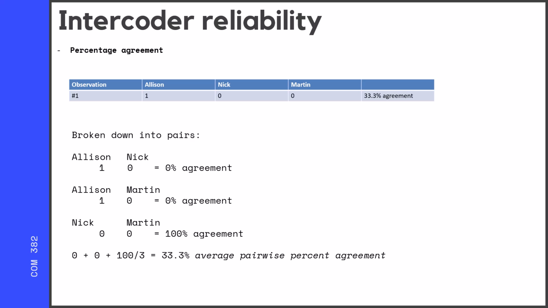So here's an example of percentage agreement. Imagine that the question was, was there violence in the show? Yes or no? Allison said yes, Nick said no, Martin said no. So if I look at Allison versus Nick, they didn't agree. Allison versus Martin, they didn't agree. Nick and Martin, they did agree. So when I add this up, it's 33.3% repeating pairwise. That means against each of each other. Percent agreement. That is not so good. And so you would be doing training.